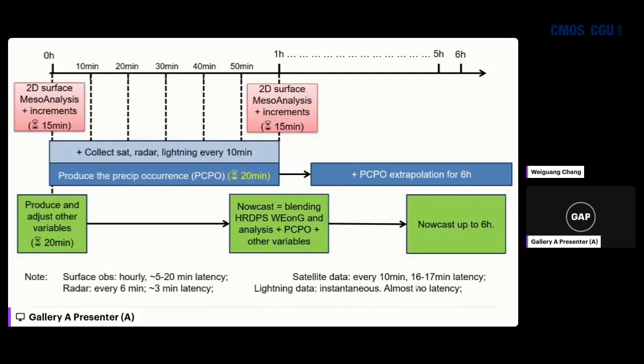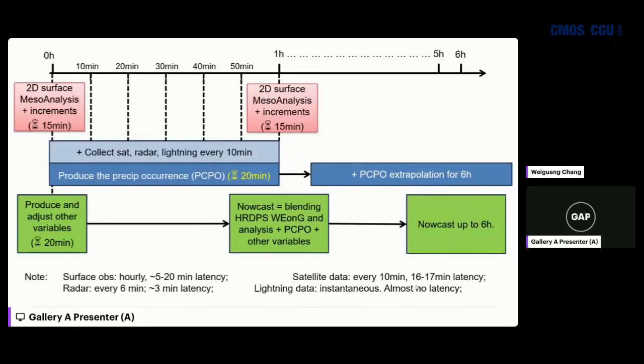And the second line is the blue boxes. They are the satellite observation, radar, and lightning observations. They come very frequently. Some of them come every 6 minutes, such as radars. Some of them come a little late, but the frequency is about 10 minutes for the satellite data. The lightning, there is no latency.